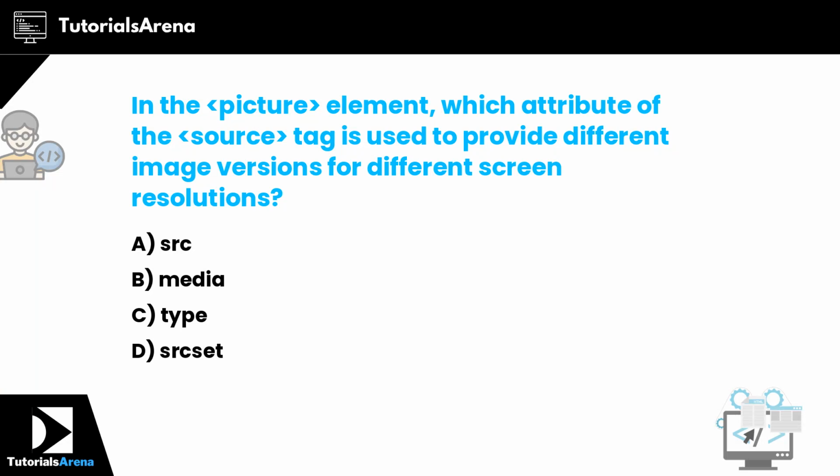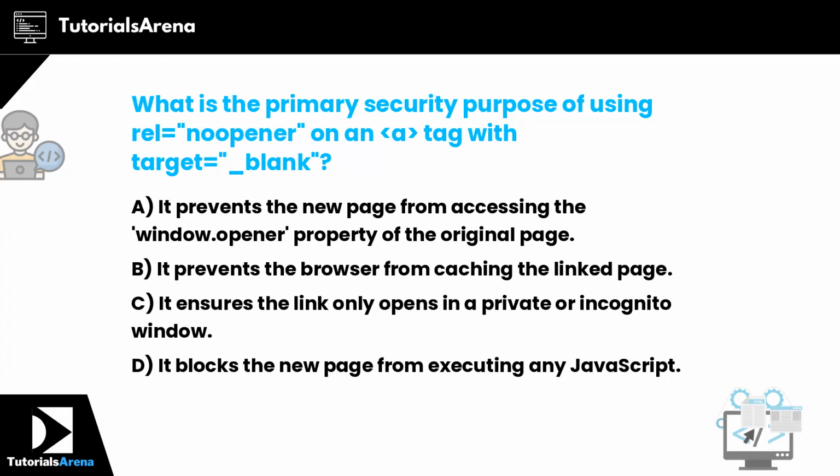In the picture element, which attribute of the source tag is used to provide different image versions for different screen resolutions? The correct answer is option D, srcset. What is the primary security purpose of using rel equals noopener on an a tag with target equals _blank? The correct answer is option A. It prevents the new page from accessing the window.opener property of the original page.